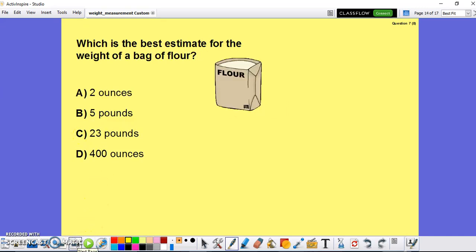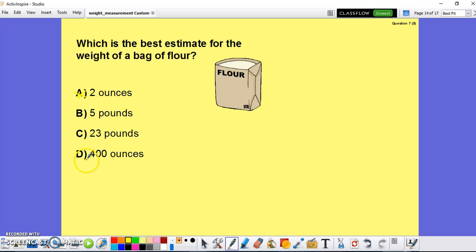Which is the best estimate for the weight of a bag of flour? 2 ounces, 5 pounds, 23 pounds, or 400 ounces? Now, these questions can be a little bit tricky, but I like to use process of elimination. Let's take a look at some of the smaller units. First of all, 2 ounces. We know that 2 ounces cannot be the answer, and that's because 2 ounces is just too small. That's like 2 slices of bread.